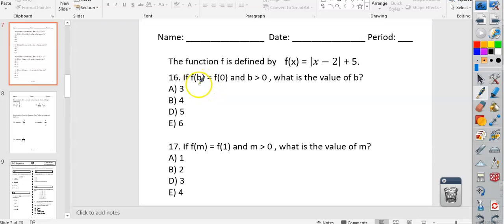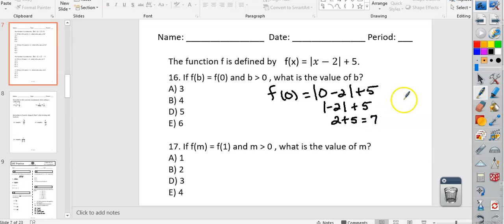So this is saying whatever you get when you plug in a b is going to be the same answer that you get when you plug in a 0. And we know that b has to be greater than 0. So the only number we know at the moment is that we need to take this problem and replace the x with 0. So work this out. Absolute value of -2 is a 2. So our answer is 7.